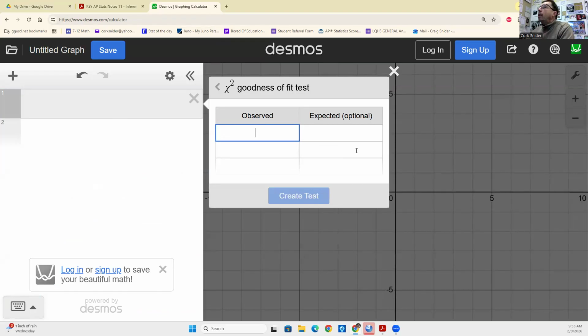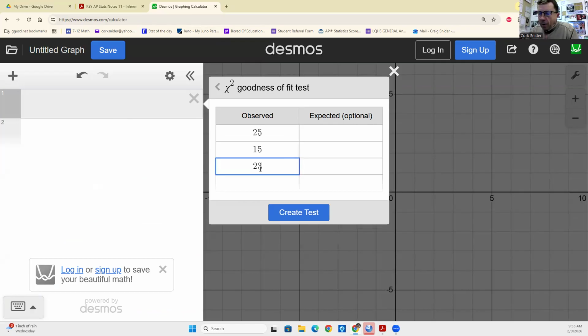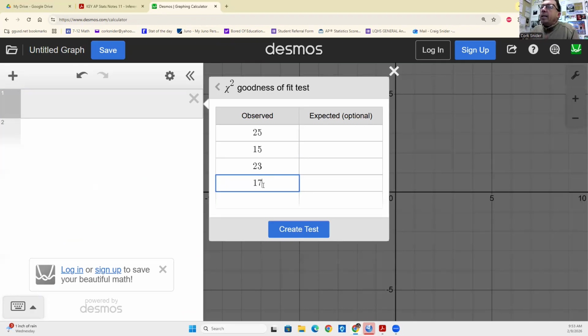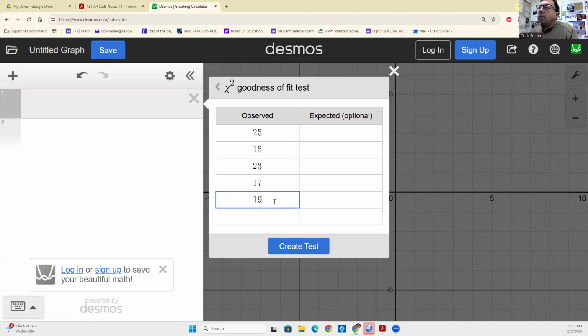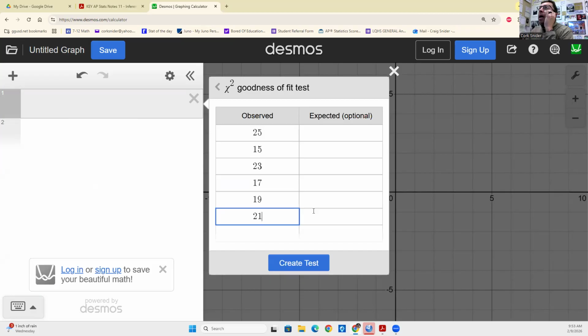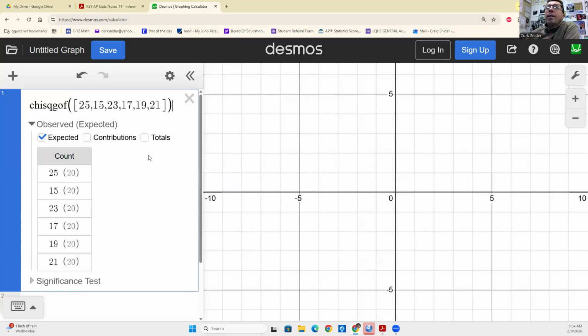And I forgot the numbers. I think it was 25, 15, 23, 17, 19, and 21. I'm confident. Okay. Now, I don't have to write these in this time because they're all going to be the same number. So I'm going to hit create test. So I'm going to go observed and expected. There we go. By the way, when you write out the assumptions, you do have to write out all the expected numbers because you're going to say they're all bigger than 5, so you got to write them, okay?